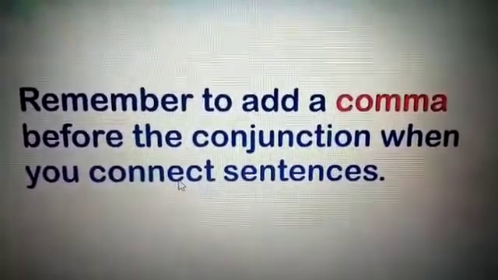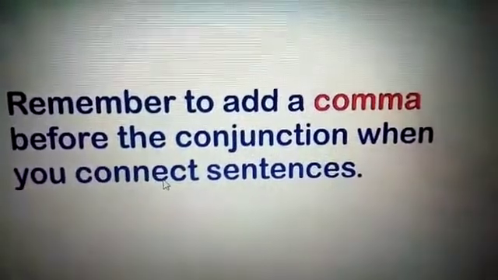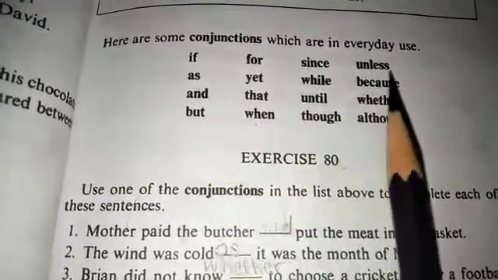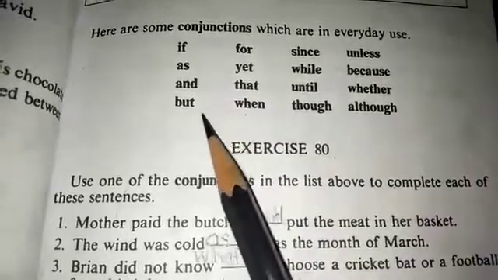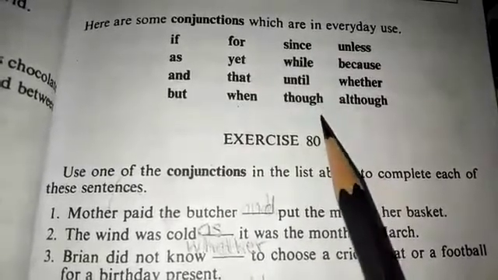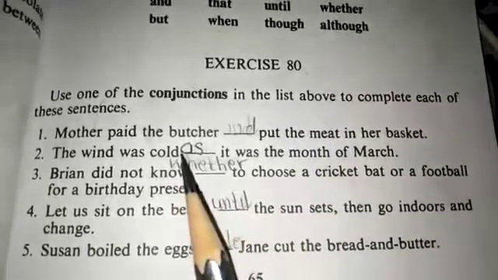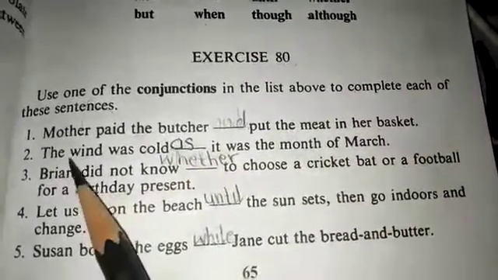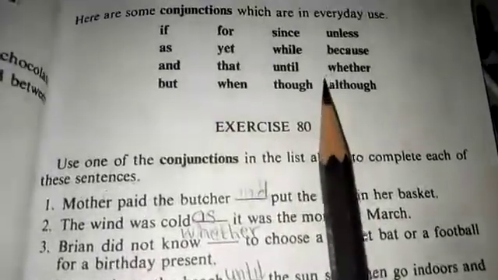Now we will solve one exercise of Junior English, and after that you will solve the second exercise by yourself. So let's start. Here are some more conjunctions which are in everyday use: as, and, but, for, yet, that, when, since, while, until, though, unless, because, whether, although. Now we will solve this exercise. Use one of the conjunctions in the list above to complete each of these sentences.